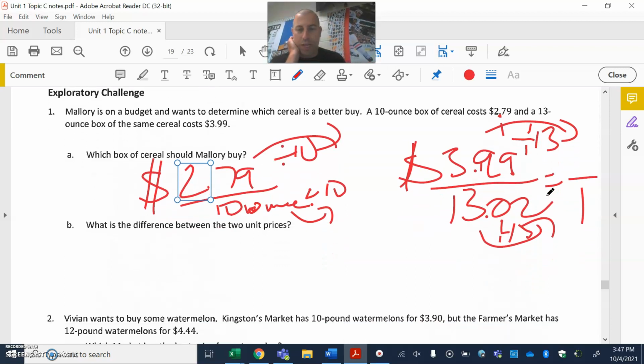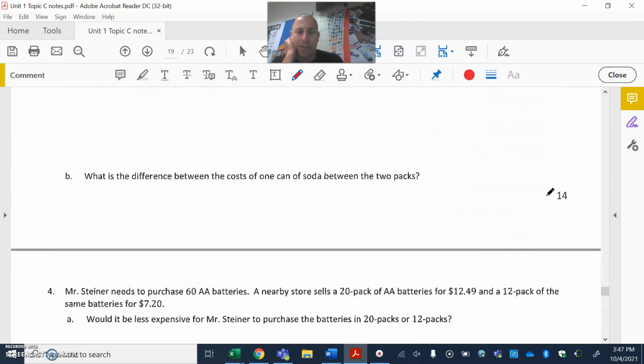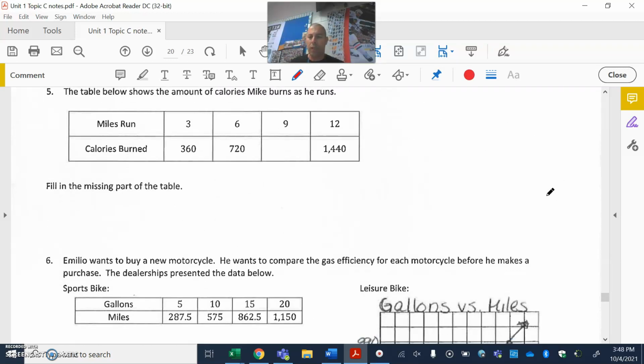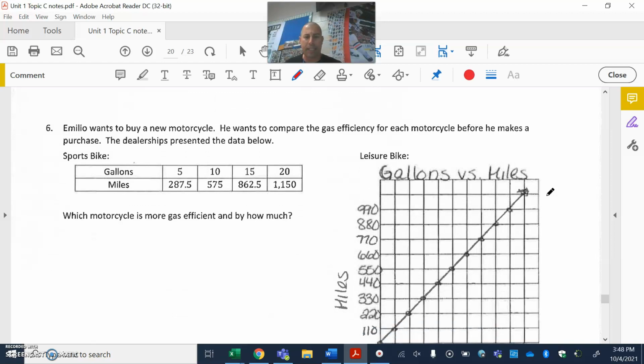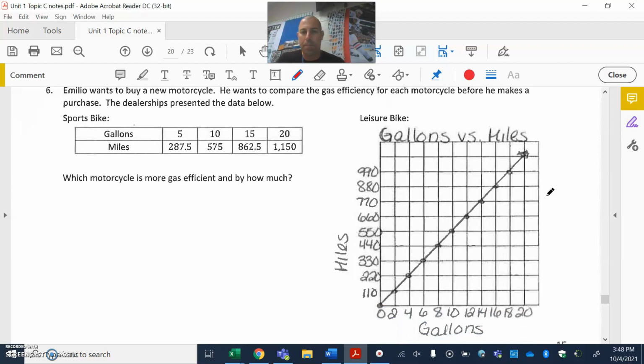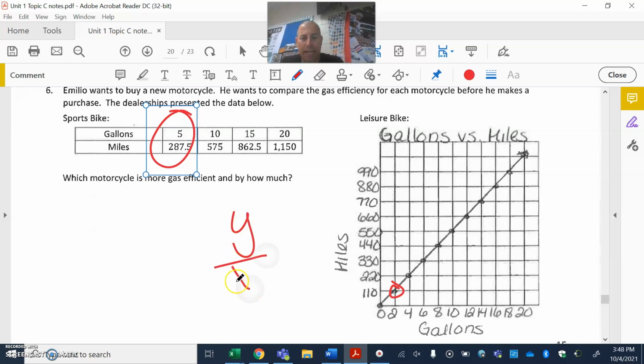So let's go down a little bit more. Here we go. Let's go to 6 here because this is going to kind of do everything together. The idea here is in your tables and then in your graphs, we only need to grab one of them. So I'm going to grab an ordered pair. In this particular case, I'm going to look at the graph, and in the graph, I know we always do y divided by x.